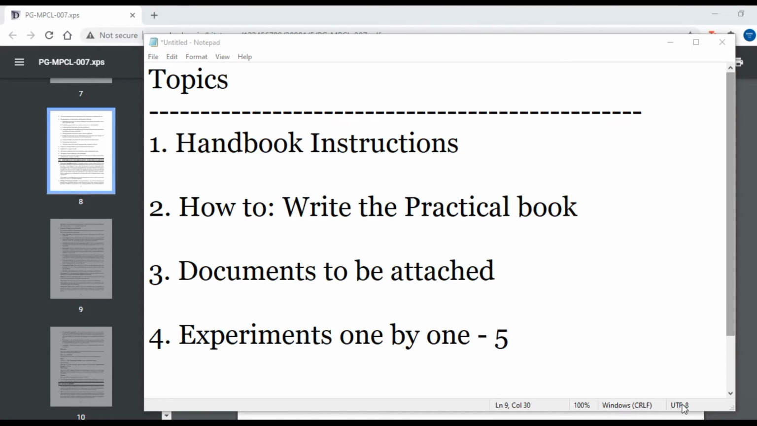Today's video is about the practical book and how to write the practicals or how to conduct the practicals. The topics that I'm going to cover are handbook instructions, first thing, how to write the practical book, documents needed to be attached, and experiments that were conducted one by one. There were 5 experiments.